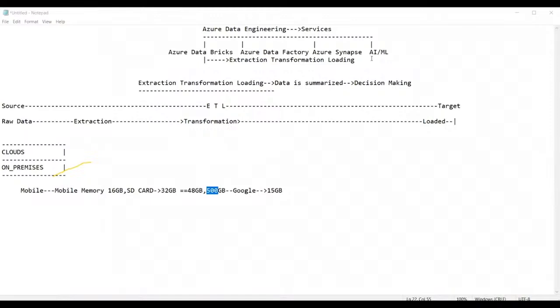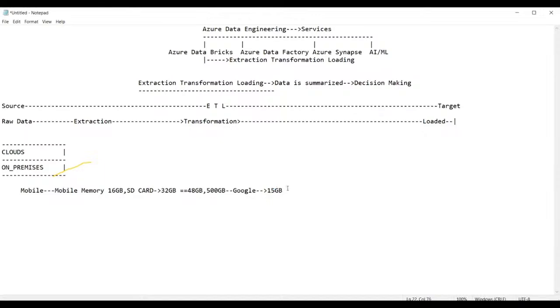My question is that my mobile memory already has 16 GB, and I have installed an SD card with 32 GB memory. Totally both memories amount to 48 GB, but I have some more 500 GB to be stored. For that, I took the support of Google Drive, and Google Drive is providing only 15 GB. What is the alternative for me now?